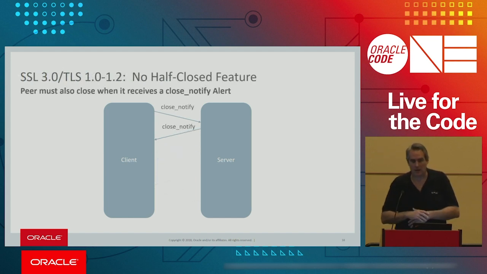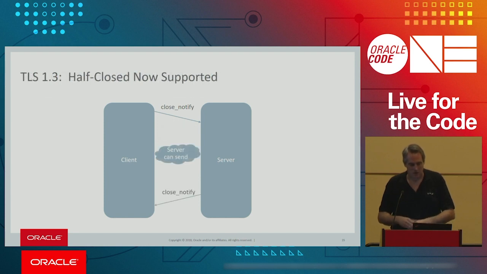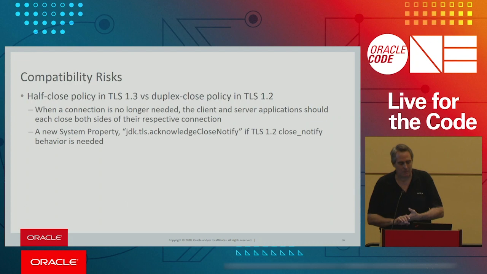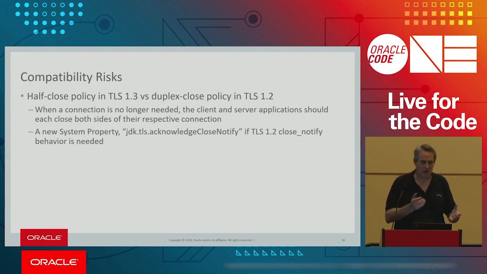So in SSL version 3 and TLS 1.0 up to 1.2, there is no such thing. Once the close notify is sent by one of the peers, the other side has to shut it down immediately. So that has changed in 1.3. The server can continue to send data, and then eventually when it's done, it can send the close notify. So for your code, you'll need to update that to close both sides. So it's a duplex policy in 1.2. In TLS 1.3, it's a half-close policy. If you want the old way, you just don't like the way that they did that, we did provide a compatibility switch, and that is jdk.tls.acknowledgeCloseNotify. And that will hopefully bring you back to the way it was in previous JDKs.